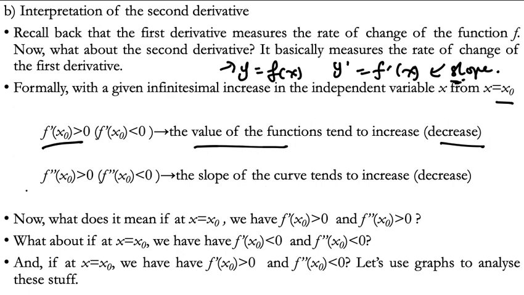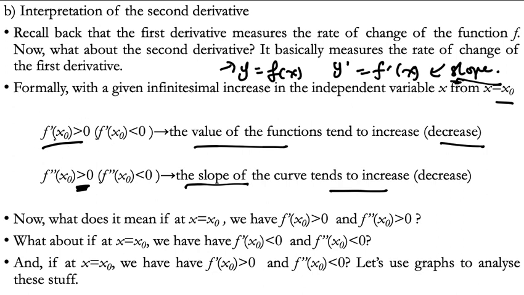Now, what happens if we take the second derivative? The second derivative, like I said earlier, is the rate of change of the first derivative. It is the rate of change of the slope of a function, because the first derivative is the slope of the function. Okay, now let's look at this. If f double prime x naught is positive, then what does it mean? The slope of the curve tends to increase.